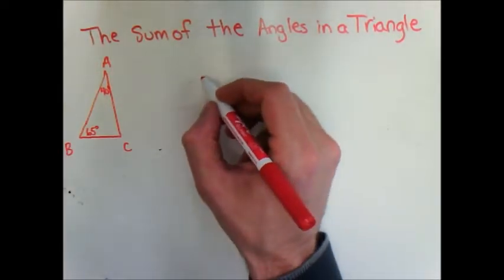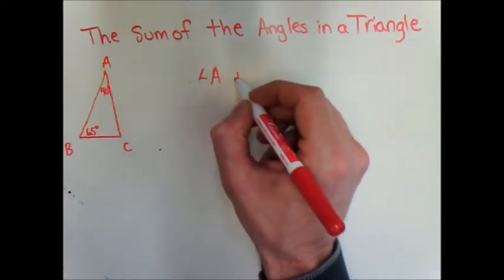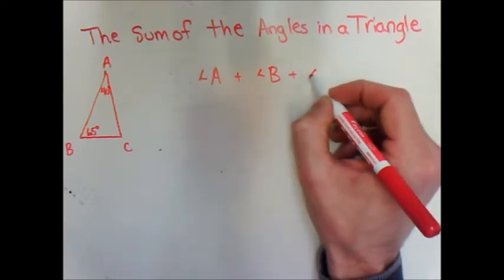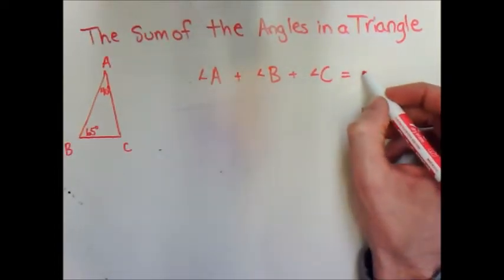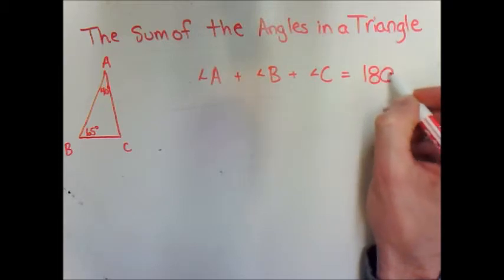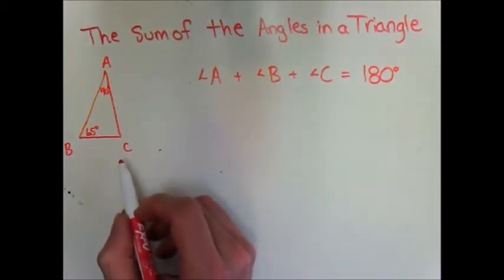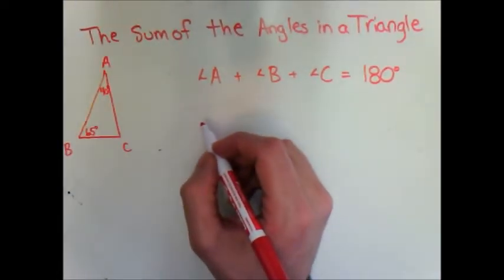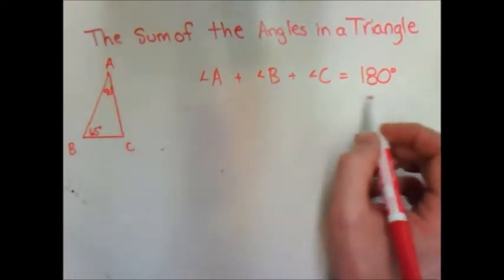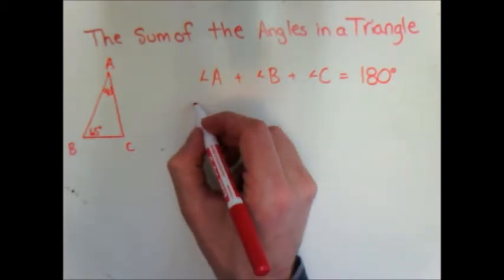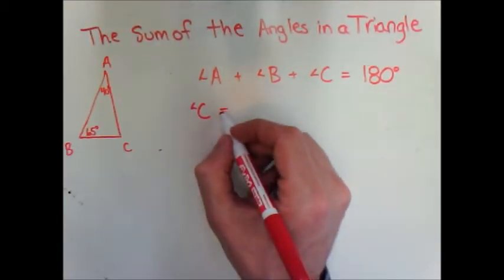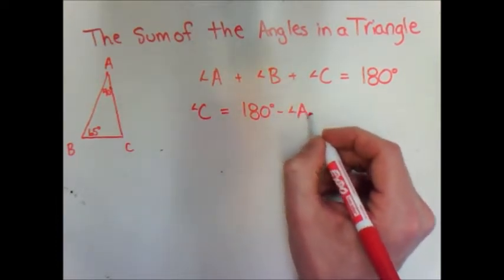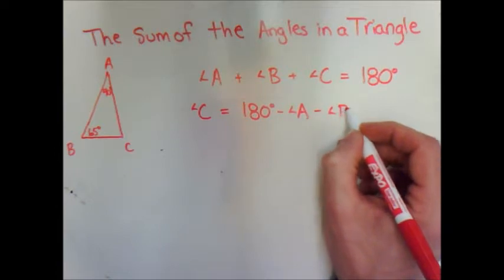So if we had triangle ABC here, we know that the measure of angle A, plus the measure of angle B, plus the measure of angle C is going to equal 180 degrees. And what we're missing here is the information for angle C. So all I need to do is sub in what I do know, and I can even rearrange this. I know then that angle C, which I need to find out, is going to be equal to 180 degrees minus the measure of angle A minus the measure of angle B.